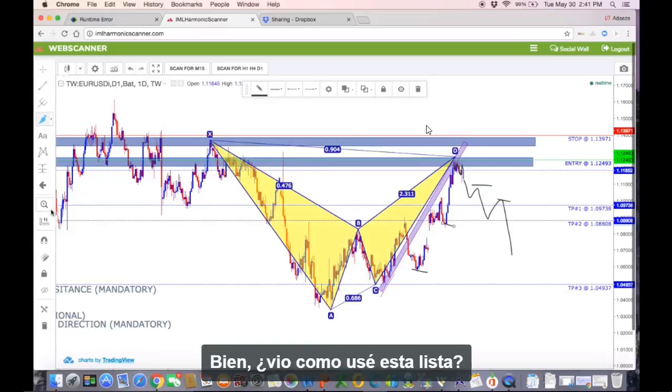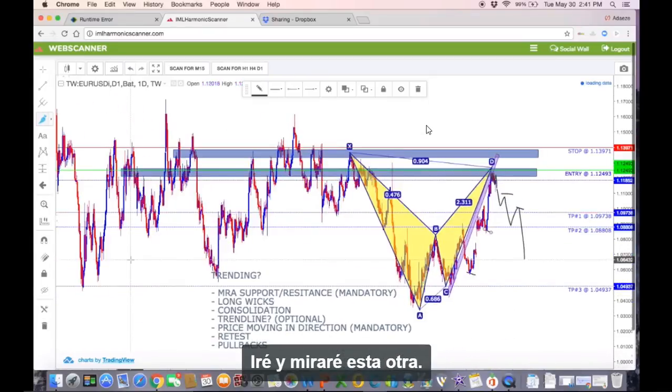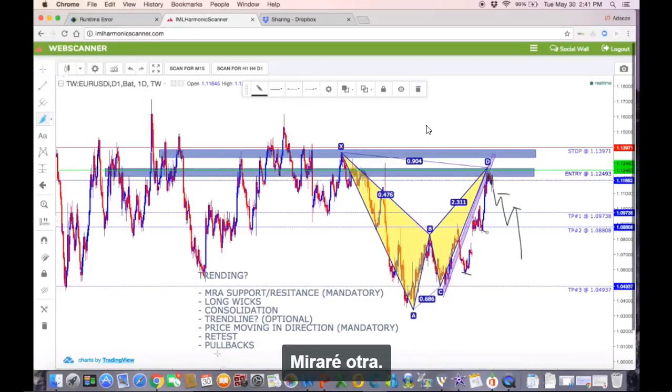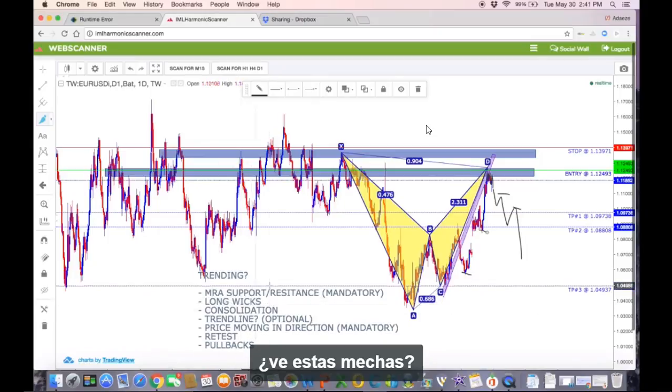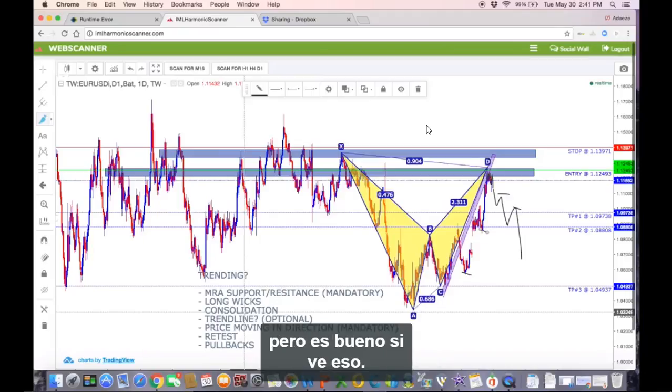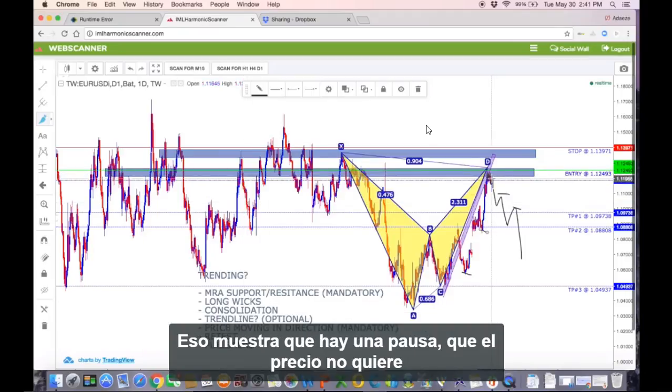Okay, so did you see how we use that list? I'm going to go and look at another one. These are just kind of accessories, but the mandatory ones are major support, and do you see these wicks? Is there consolidation? It doesn't have to be there. It's optional, but it's nice if you do see that. That shows there's a pause.